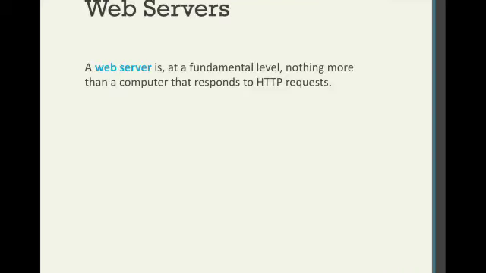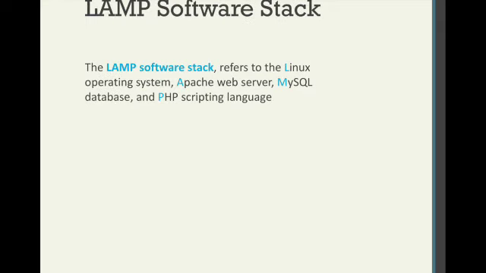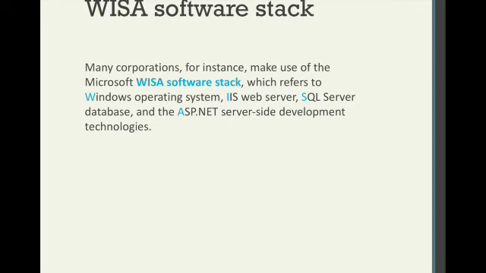Finally, let's look at web servers. So a web server is a computer that responds to or serves HTTP requests. Every web server requires an application stack in order to run a website. This stack comprises four things: an operating system, a web server software, a database, and a scripting language. The two most common web stacks are the LAMP software stack and the WISA software stack. The LAMP software stack refers to the combination of the Linux operating system, the Apache web server, the MySQL database, and the PHP scripting language in order to process dynamic requests. The next one is the WISA software stack. This is the other option used by corporations, and it stands for the Windows operating system, the IIS web server, the SQL Server database, and the ASP.NET server-side development technology.